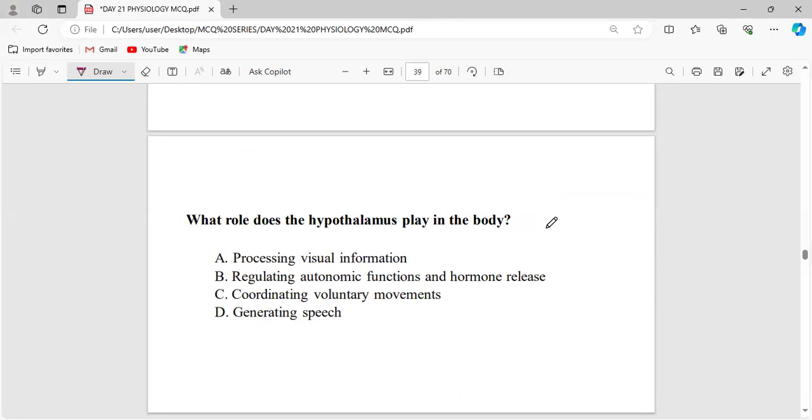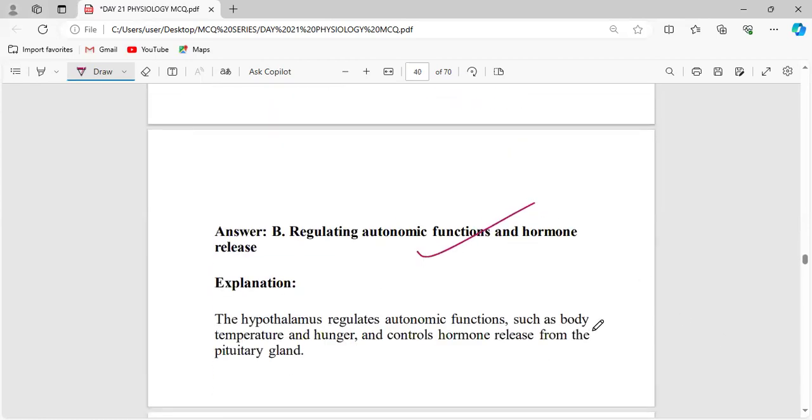What role does the hypothalamus play in the body? Processing visual information, regulating autonomic functions and hormone release, coordinating voluntary movements, generating speech. That will be regulating autonomic functions and hormone release, because we know that the hypothalamus is involved in releasing many hormones.